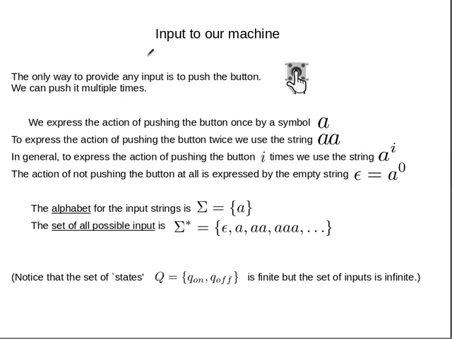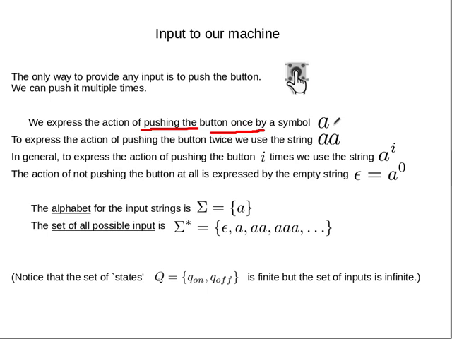Now what is the input to this machine? The only way to provide input is to press this button, right? Now let me just name this action, pushing this button once. So this whole action, let me name it by some symbol A.